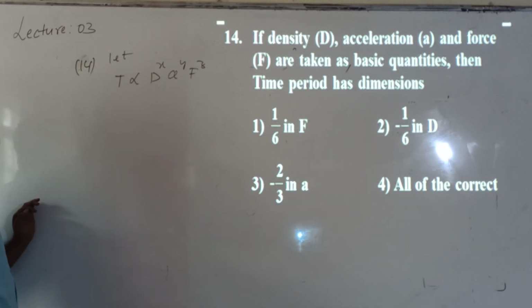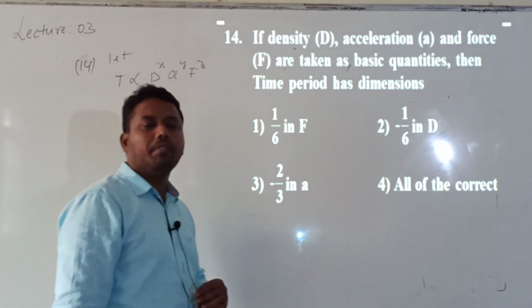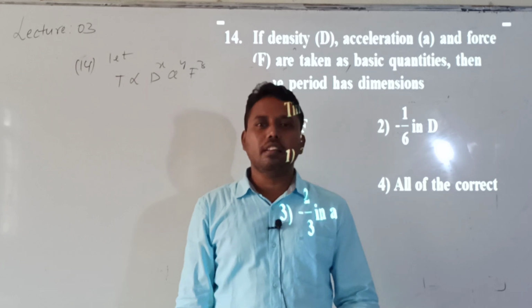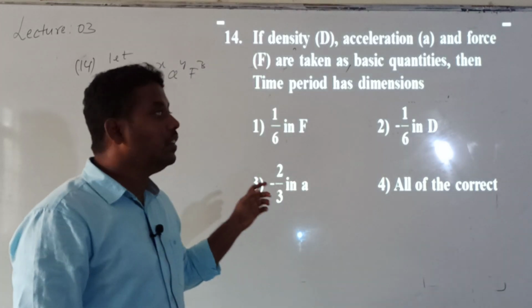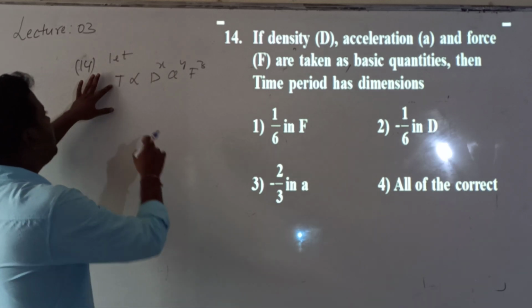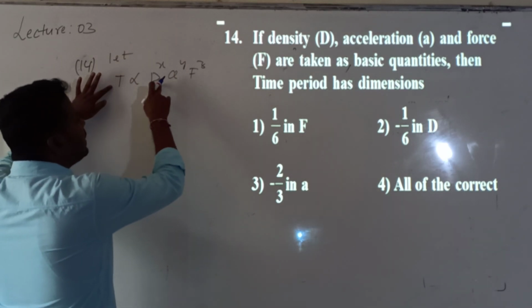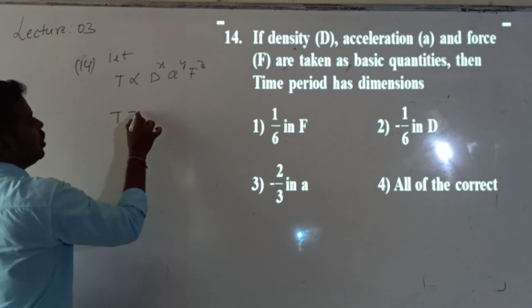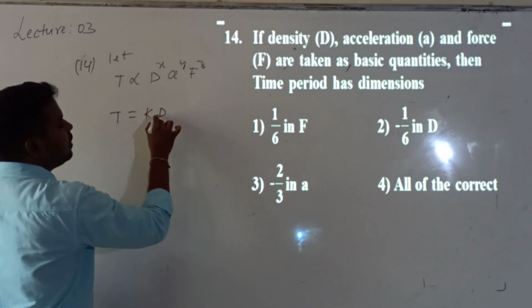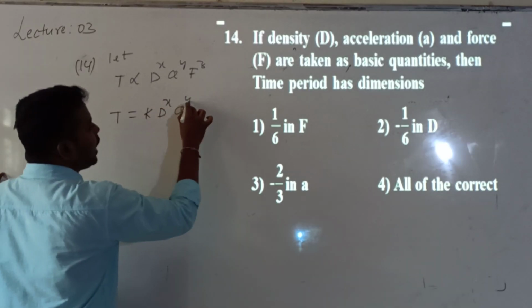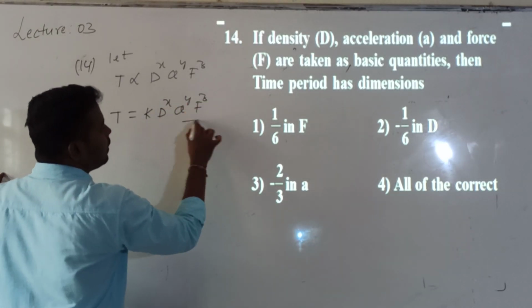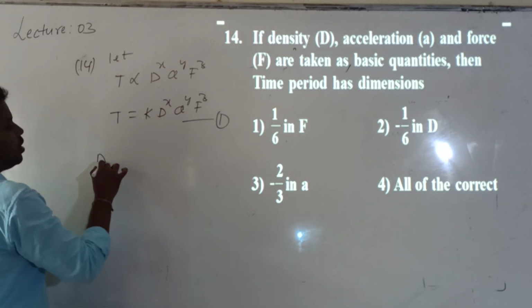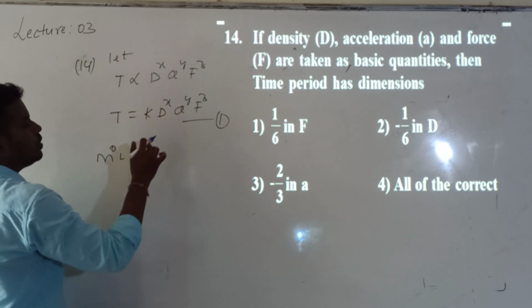This is always the same. Whenever you want to derive the relation between the physical quantities concerned with the physical phenomena, first you need to write on what factors it depends. I want to express time period in terms of density, acceleration and force. Then in the next step, to remove the proportionality, t equals one constant k into d power x into a power y into f power z, calling it equation 1. Second step, and third step, you have to write the dimensional formula on both sides.